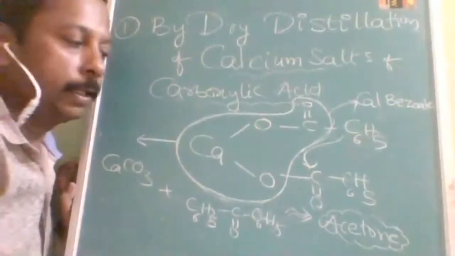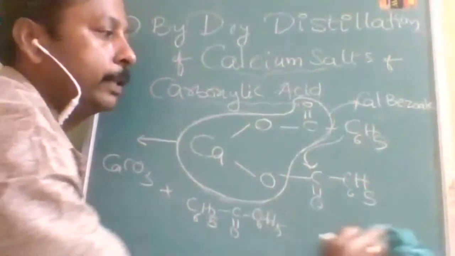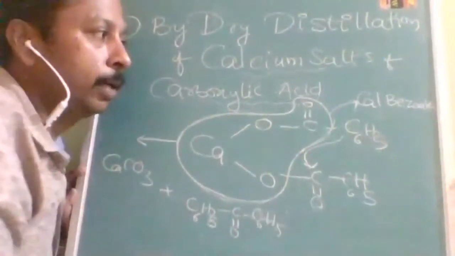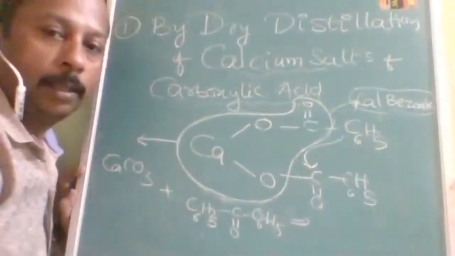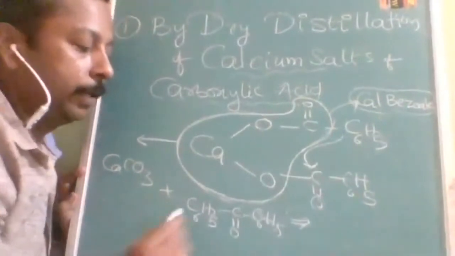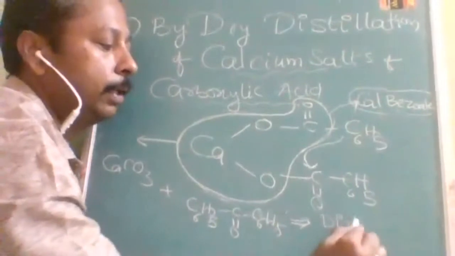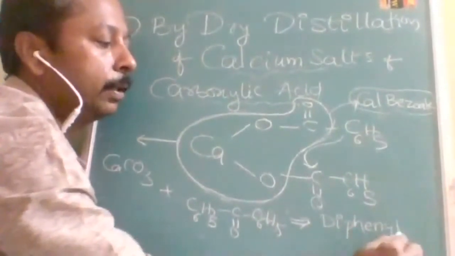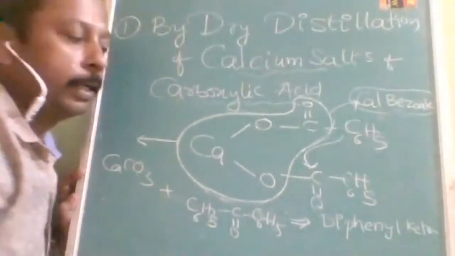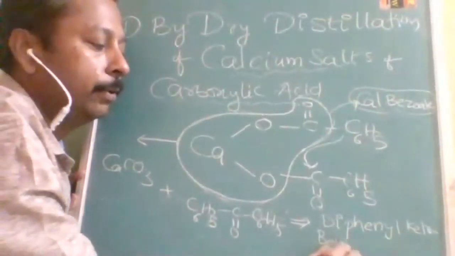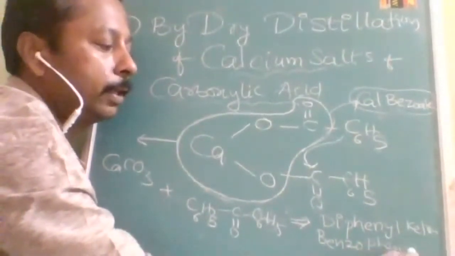So it is named in two different names. What are the two different names? In the very first lecture, I told you these names are most important. I think you remember this. If you don't remember, I am giving them again. The first one is diphenyl ketone. The second one is benzophenone. The most important name is benzophenone. Is it understood, students?